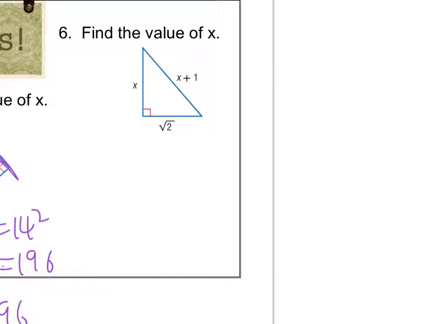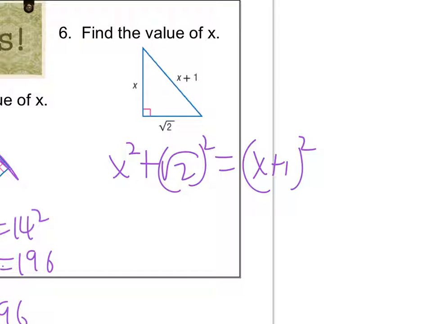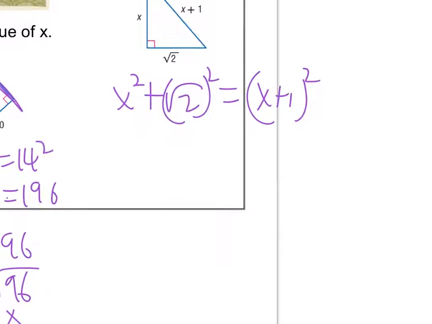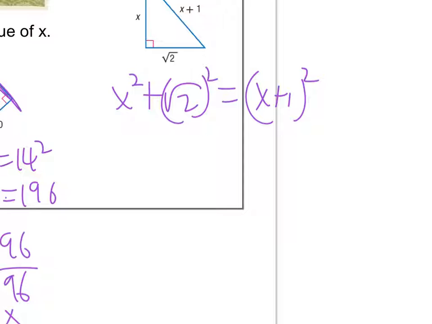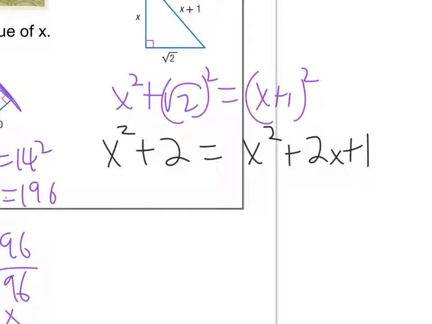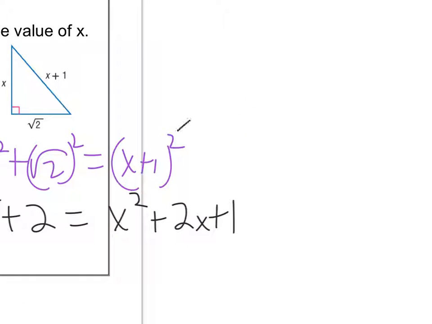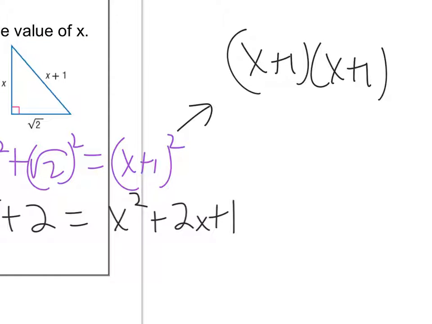So if I look here, this one's going to get a little trickier. x squared plus square root of 2 squared equals x plus 1 squared. Let's change colors just so we don't screw anything up. So that's going to be x squared. Square root of 2 squared is just going to be 2. This is going to be x squared plus 2x plus 1. Now, where did the 2x come from? Well, here's what everybody loves to forget. This is really x plus 1 times x plus 1.